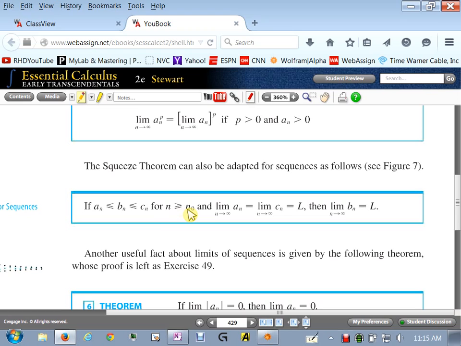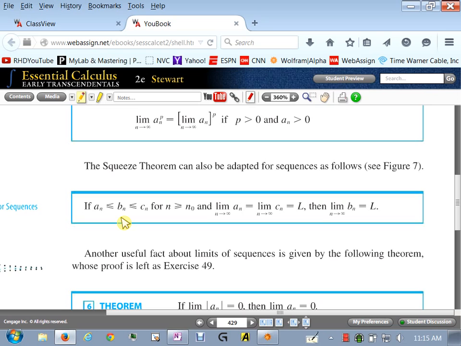What does that mean? N naught doesn't necessarily have to be 1, okay? Remember, n starts at 1, then 2, then 3, then 4. This is saying that this inequality holds eventually for some n bigger than some initial n, which could be 1, could be 10, could be a billion. So these sequences may be jumping around on top of each other back and forth, but eventually A is below B is below C.